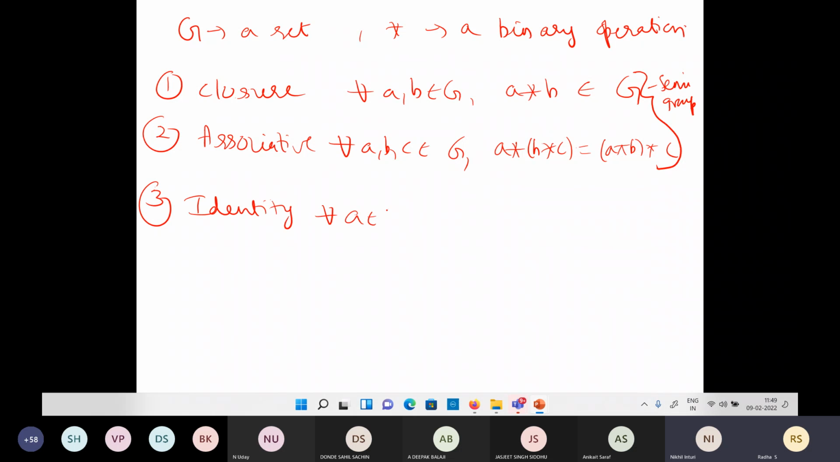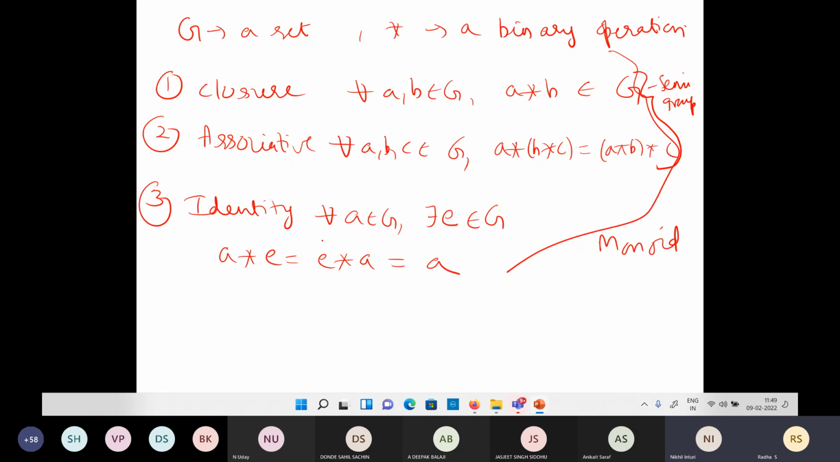So for all A in G, suppose there exists E in G such that A star E equals E star A equals A. If this is also satisfied, so if all three are satisfied, then it is called a monoid. That particular G along with the binary operation star is called a monoid.